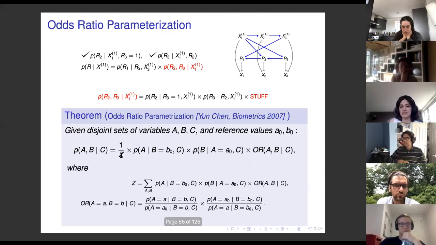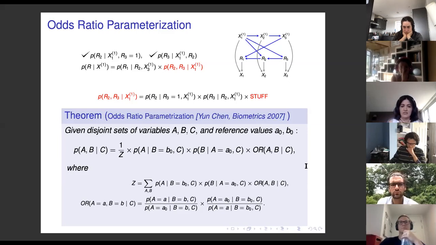Here, the Z term is the normalizing term, which is the sum of the numerator over all possible values of A and B. The odds ratio of A and B given C is defined as the odds of A given B times the inverse of the odds of A given that B is evaluated at the reference level and C. What we wanted to do is see that this parameterization may help, because you can think of R2 as A, R3 as B, and X11 as C. And the stuff I wrote down in red looks like the odds ratio term. This parameterization might be new to some people, especially the odds ratio term.